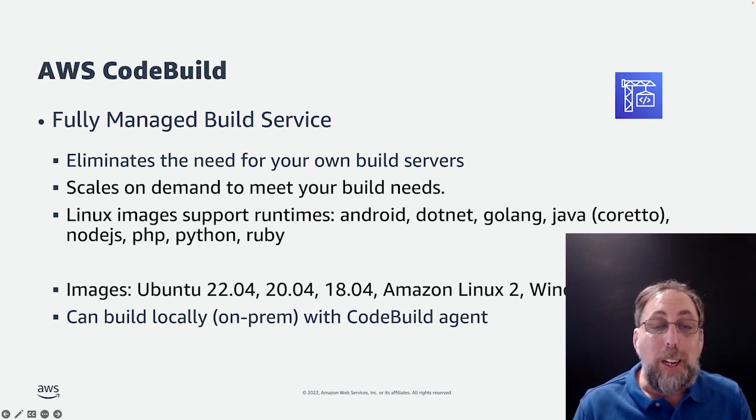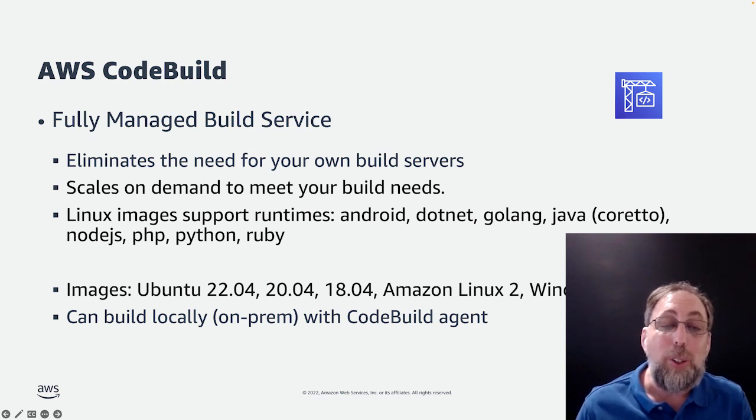It provides pre-configured build environments for the most popular programming languages. A build environment represents a combination of operating system, programming language, runtime, and tools that CodeBuild uses to run a build. CodeBuild supports 22.04, 20.04, and 18.04 runtimes, as well as AL2 and Windows. You can use CodeBuild to build locally on your own systems, not just on AWS.